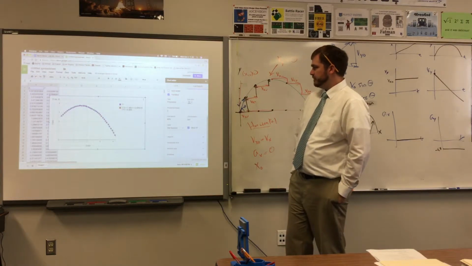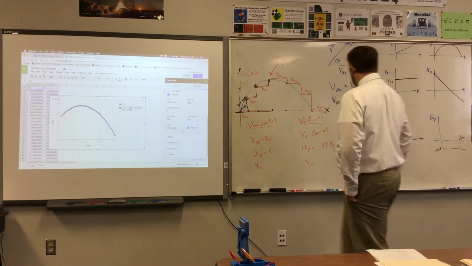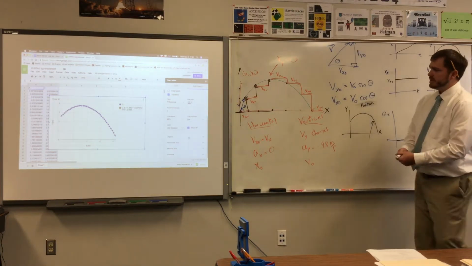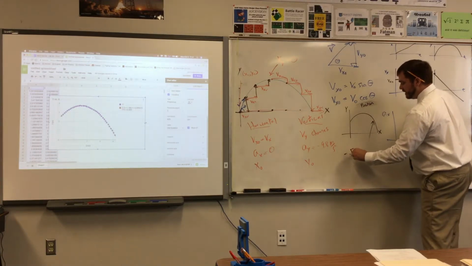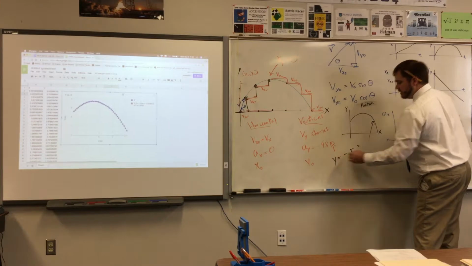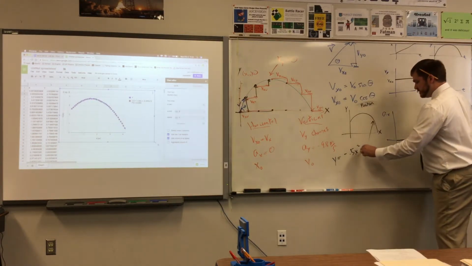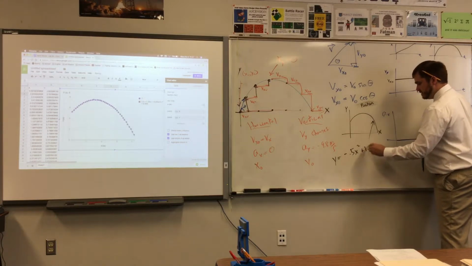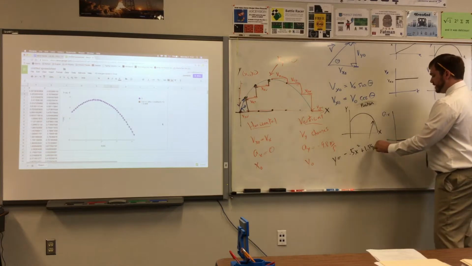So I'm going to write that in standard notation. That looks like negative 0.499, which is approximately 0.5. So negative 0.5x squared plus 1.59x, and he has plus 2.5.